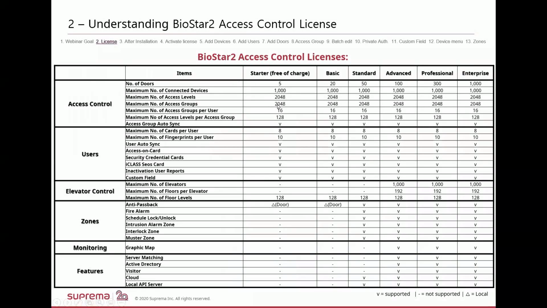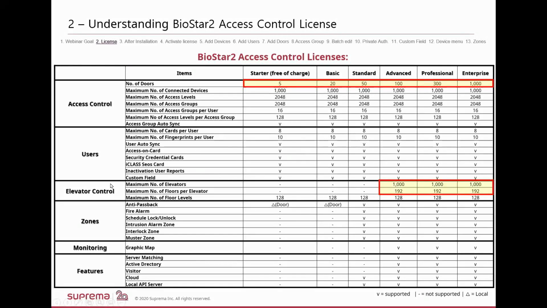From the free version, you have 5 doors. If you have more than 5 doors, then you need to buy the basic, which will support up to 20, standard 50, advanced 100, professional 300, and finally enterprise. Actually, it's written 1,000, but it can go more than 1,000. So this is regarding the door numbers. The rest, they are all the same.